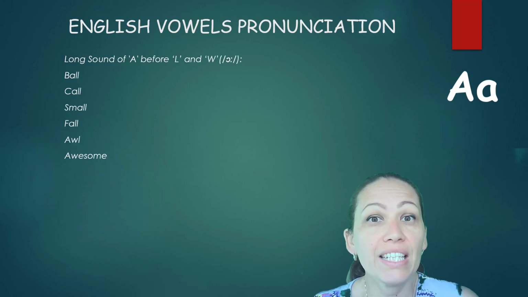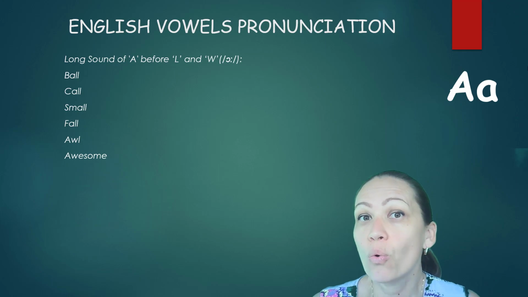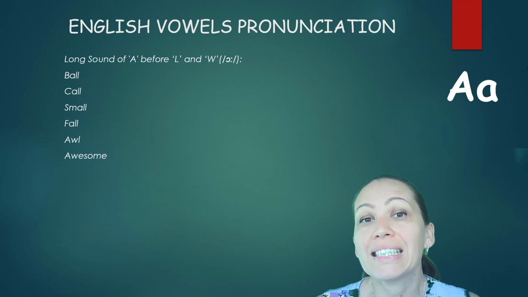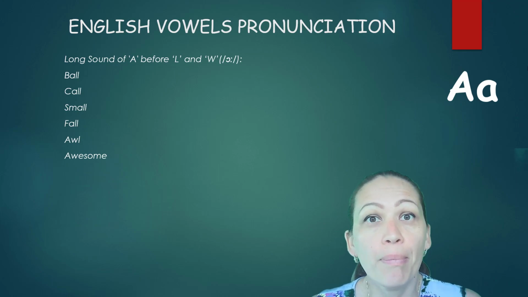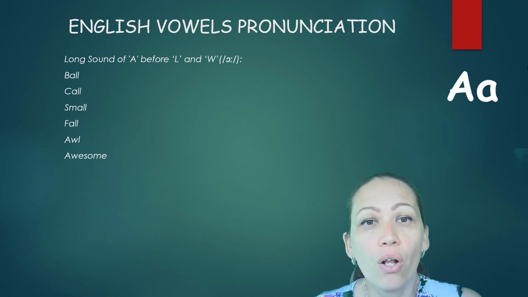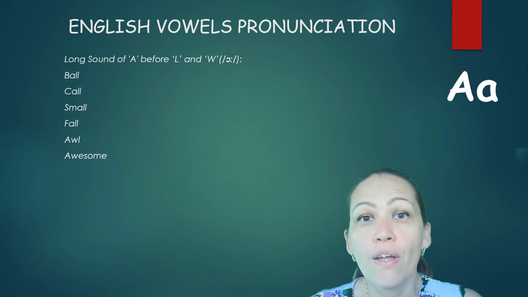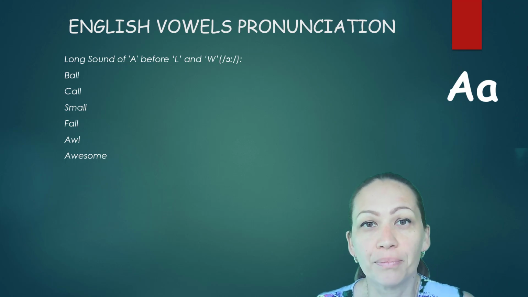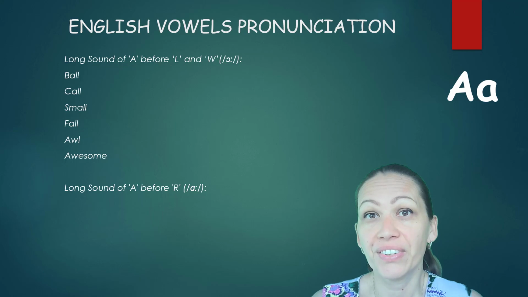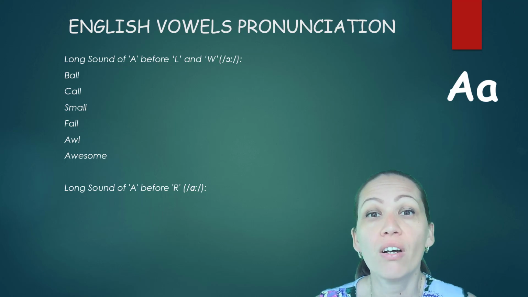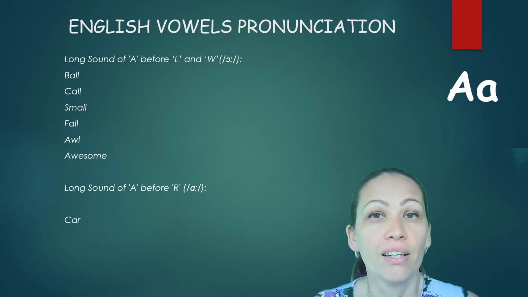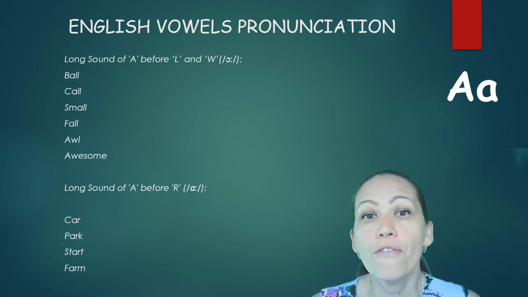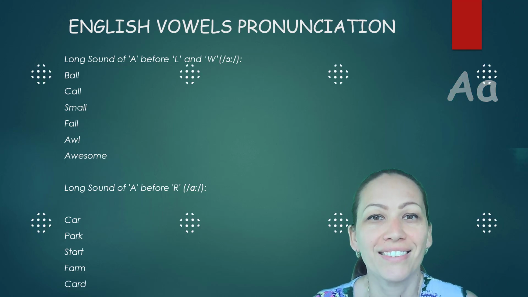If the vowel A is followed by the consonant L or W, it will make the sound like in ball, call, small, fall, all, awesome. And the last one, if the vowel A is followed by the consonant R, it will make the long sound, like car, park, start, farm, or cart.